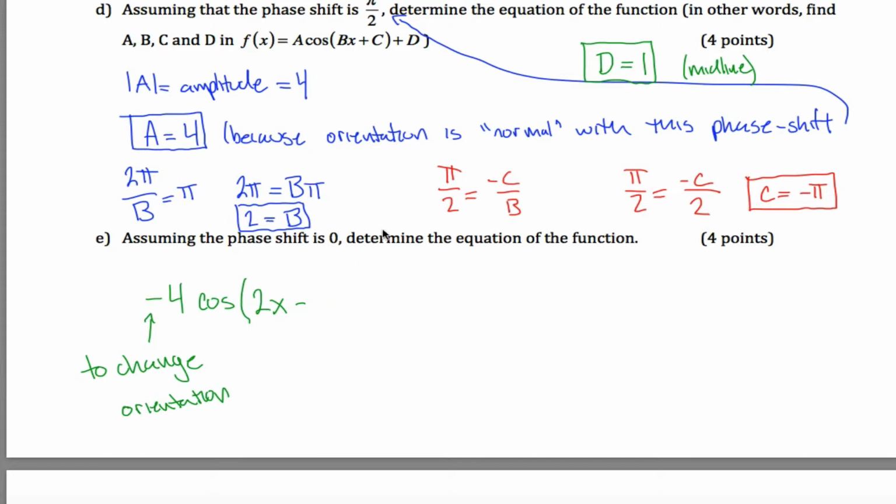The phase shift is now 0. So I get 0 equals negative c over b. So that tells me that c is equal to 0. So I could put a plus 0 here if I felt like it. Don't need that. Plus d, the midline, that is the same, plus 1. So I'll say that it's negative 4 cosine of 2x plus 1.